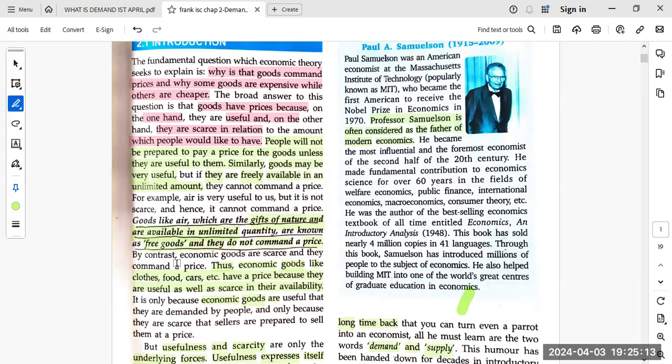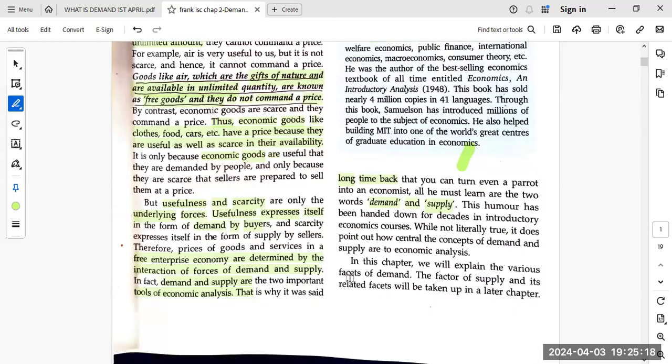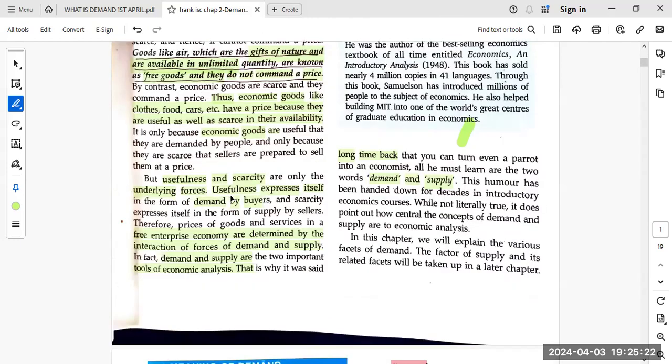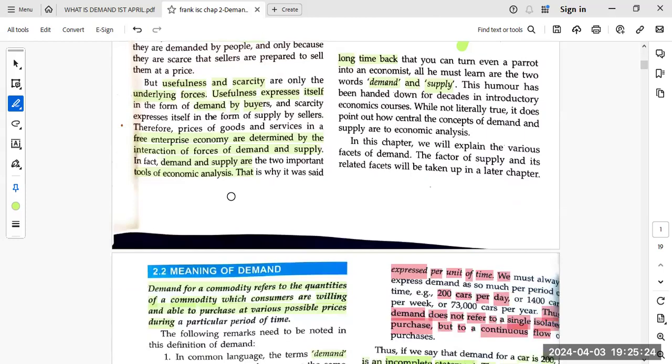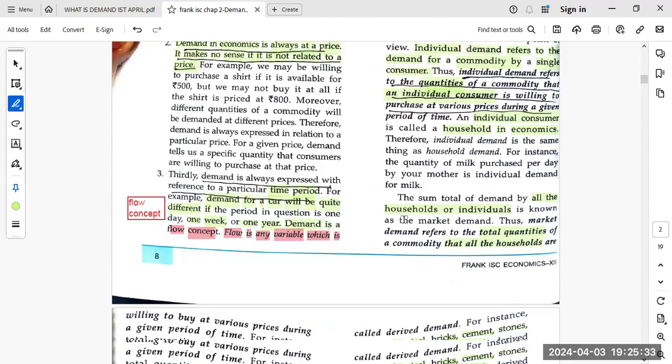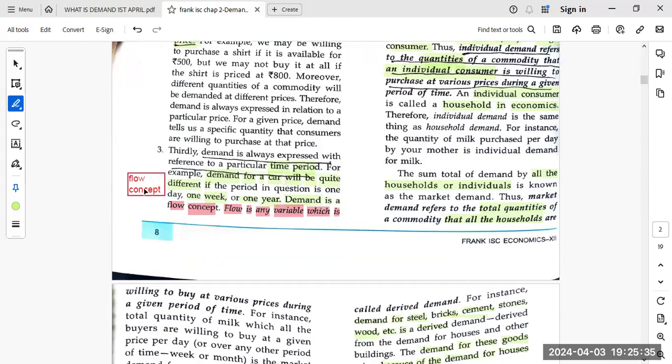In contrast, okay, so now let me. So this is a story kind of thing. Here not much is there. You can read it. So this I've already explained to you. Yeah, here is the flow concept. I wanted to bring it to your notice because it is very important.